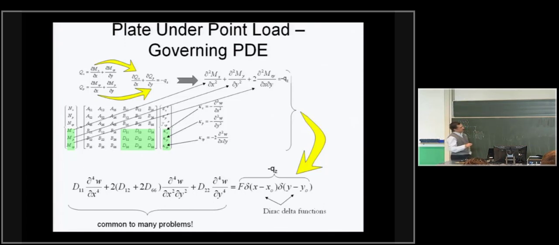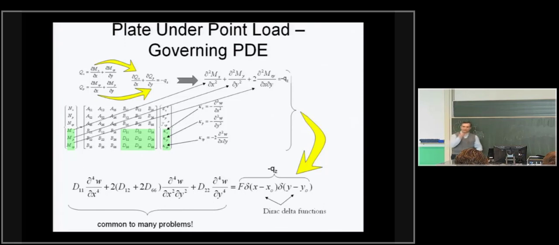Now, each of the moments can now be replaced through our ABD matrix relationship. And because we said the B matrix is 0, then it's just directly involving the D11, D12, D16 terms and so on. And because I said D16 and D26 are 0, I can replace these moments with these products, D11 times kappa x plus D12 times kappa y, and so on. When we do this, we arrive at exactly the same left-hand side that I just showed you from before. And the right-hand side is still my out-of-plane load.